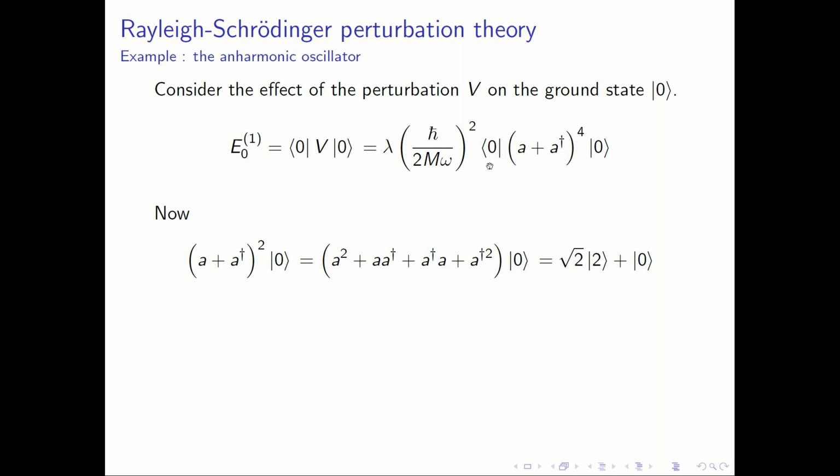But what we need, of course, is the bracket here, bra 0, a plus a dagger whole to the 4, ket 0. In order to get that, all you have to do is remember that if you take the adjoint of this result, you would get the bra 0, a plus a dagger whole squared. Actually, a dagger plus a whole squared, but that's the same, obviously.